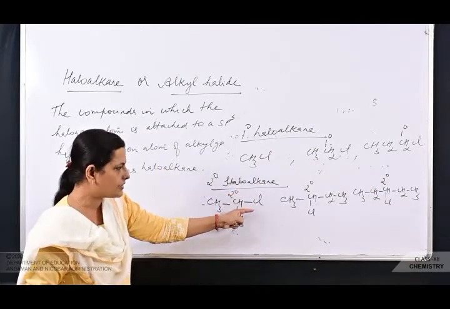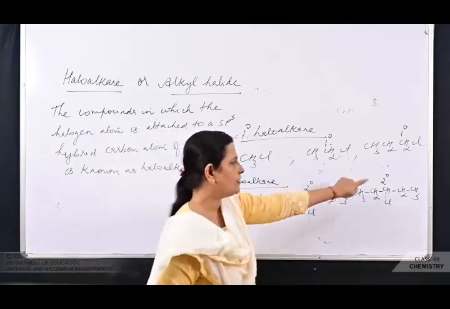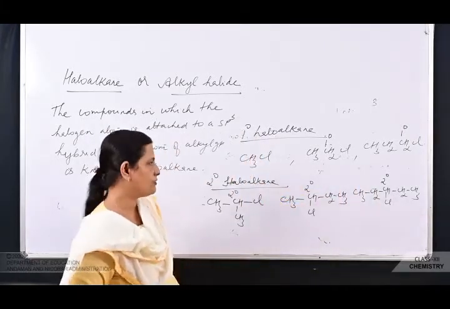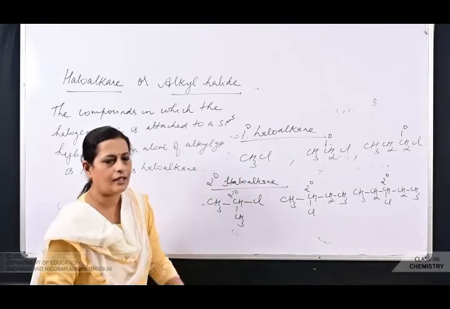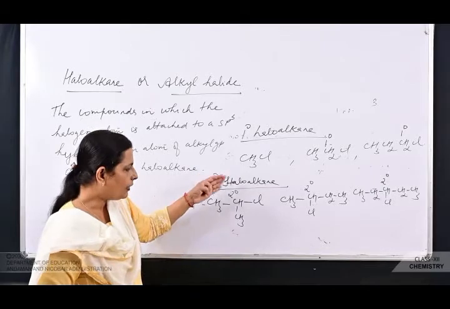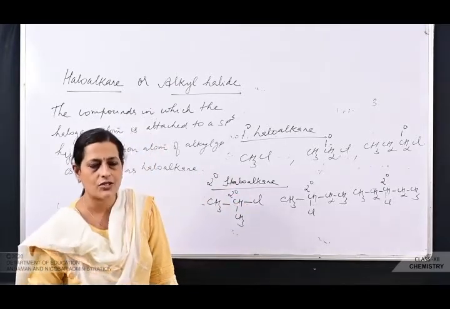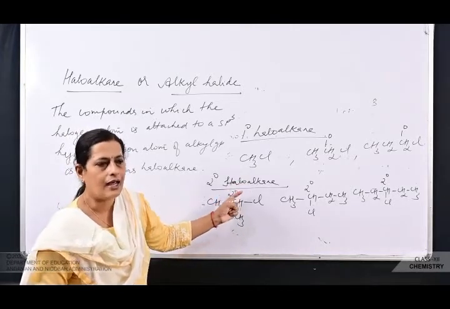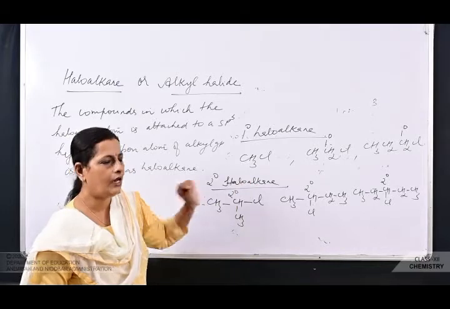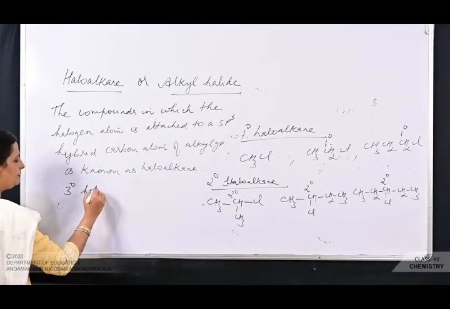So you see, where is the halogen atom attached? The halogen atom is attached to a secondary carbon atom. Here also it is attached to a secondary carbon atom. Here also it is attached to a secondary carbon atom. So what will you call this as? Secondary haloalkane or secondary alkyl halide. The alkyl halides in which the halogen atom is attached to a secondary carbon atom is known as secondary alkyl halide or secondary haloalkane. Then comes this tertiary haloalkane.